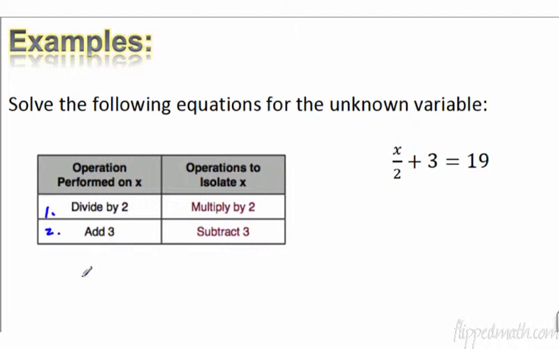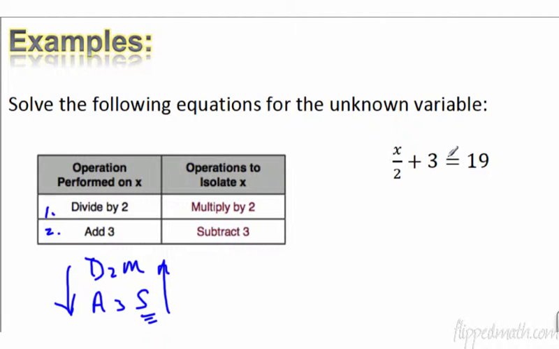So I'm going to show you the shorthand here. First we divided by 2, then we added 3. The opposite of adding 3 is subtracting 3, so I'm just going to write a little s there. The opposite of dividing by 2 is multiplying by 2. This is how the equation was made: first divide, then add. This is how we take the equation apart and solve it for x. So you need to subtract 3 first, then multiply by 2.